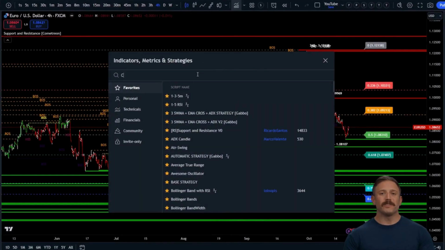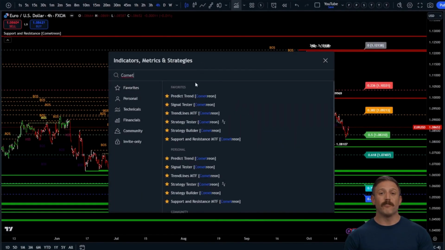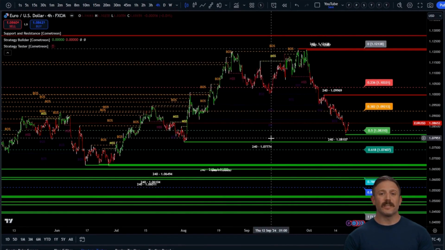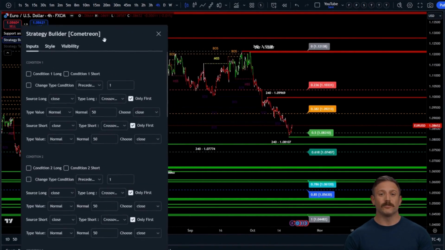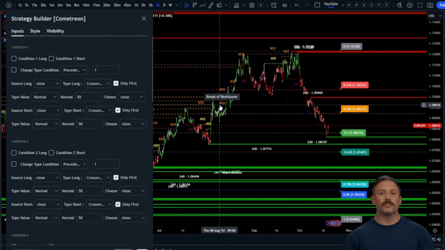The support and resistance indicator integrates perfectly with the Strategy Builder and Strategy Tester tools. The detected signals can be integrated into these tools to create customized strategies based on support and resistance levels. This allows you to automate your trading strategies based on the key levels identified by the indicator.